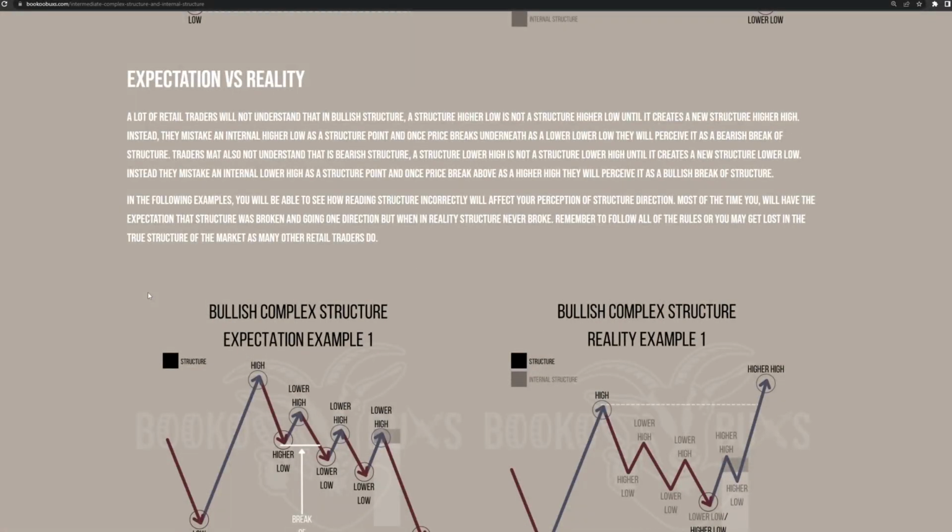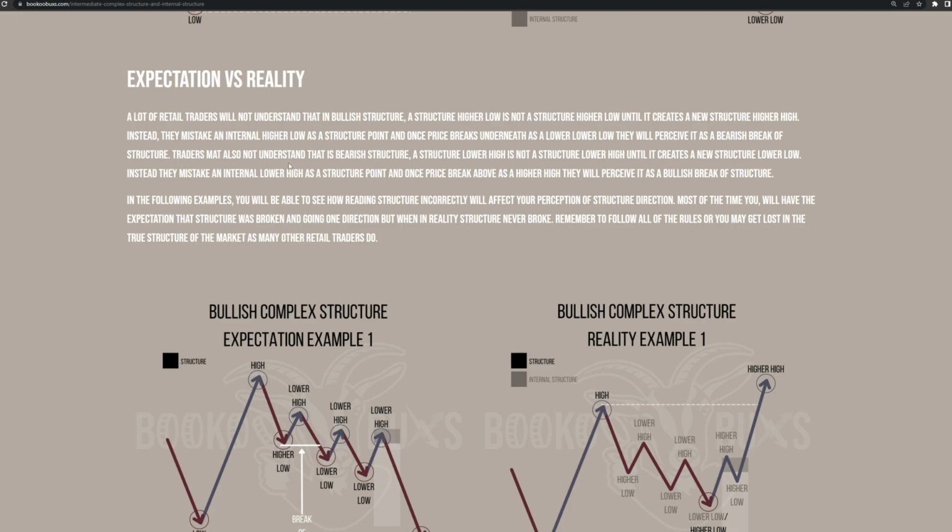A lot of retail traders will not understand that in bullish structure, a structure higher low is not a structure higher low until it creates a new structure higher high. Instead, they mistake an internal higher low as a structure point, and once price breaks underneath as a lower low, they will perceive it as a bearish break of structure.